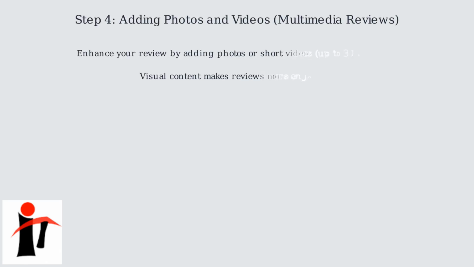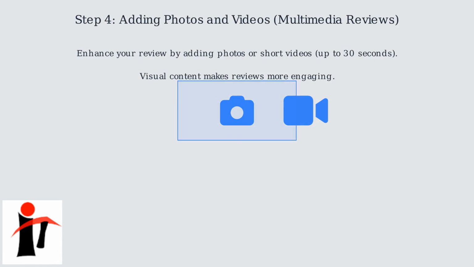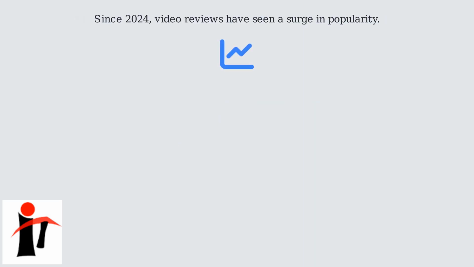Step 4 focuses on adding photos and videos to your Google Maps reviews. Enhance your feedback by including photos or short videos up to 30 seconds long. Visual content makes reviews much more engaging for other users. Since 2024, video reviews have grown tremendously in popularity, providing a dynamic way to share your experience. You can upload up to 10 images or videos per review to provide comprehensive visual context. Ensure your visuals are relevant and add meaningful context to your written feedback, helping other users understand your experience better.